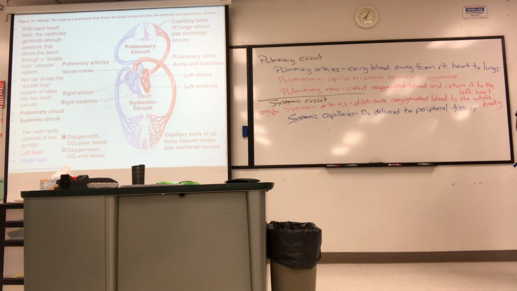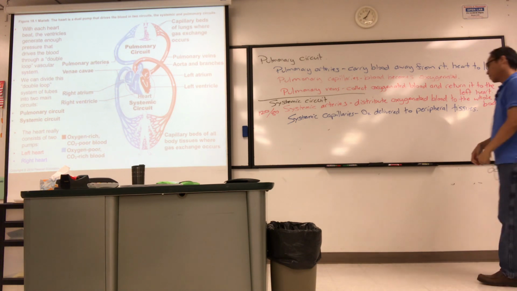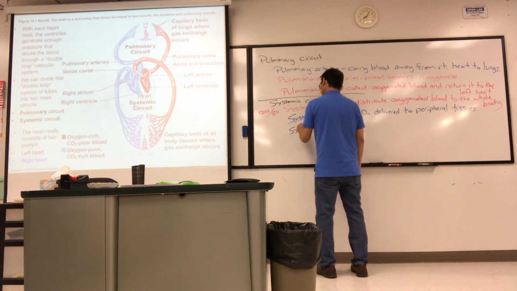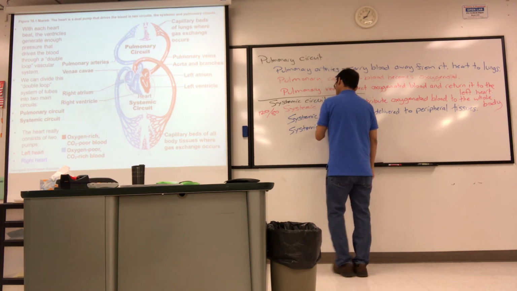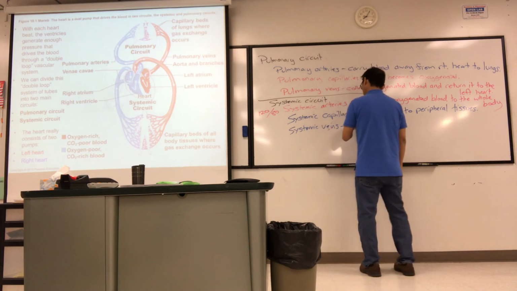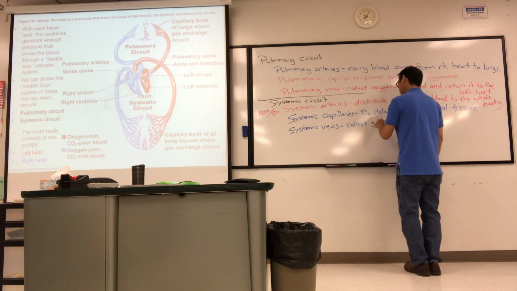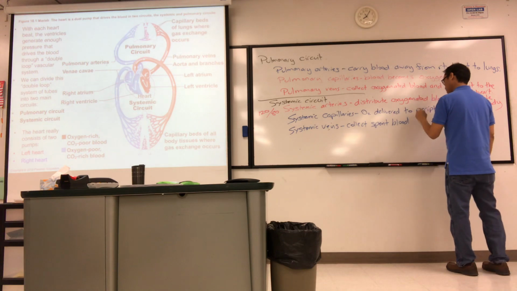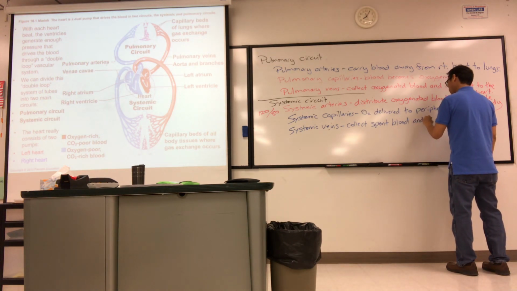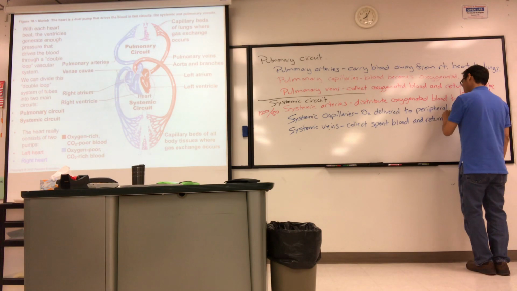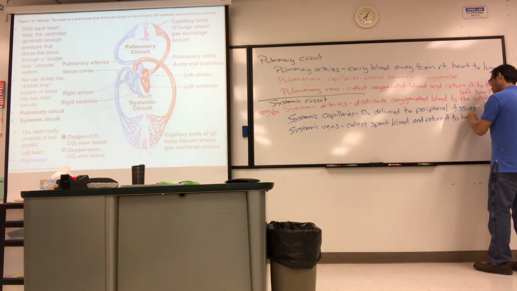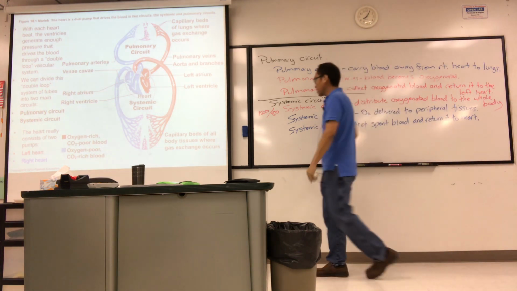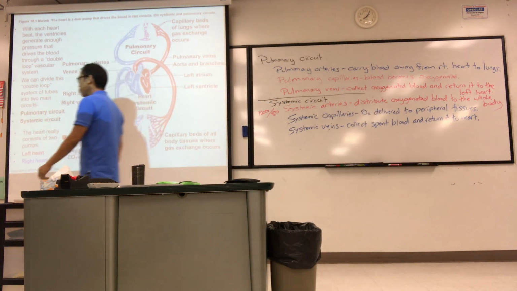Then again, you collect this blood and return to the heart. That's systemic veins. Systemic veins collect spent blood and return it to the heart. Oh, the right heart. Okay, you can see that from the figure. So that's the idea. That's how blood circulates.